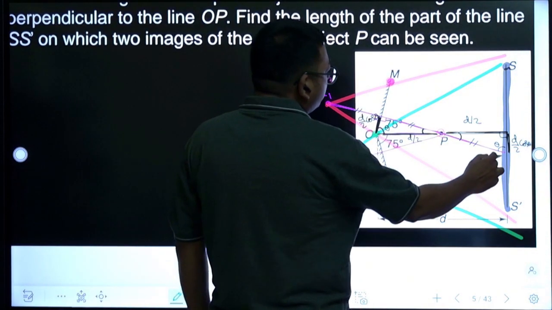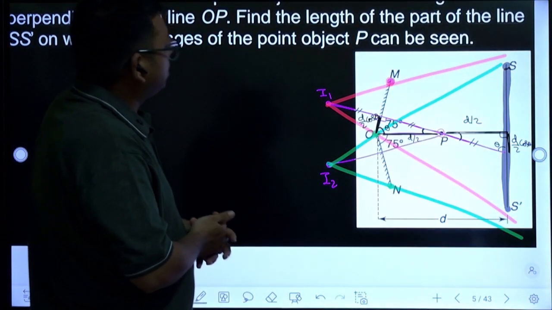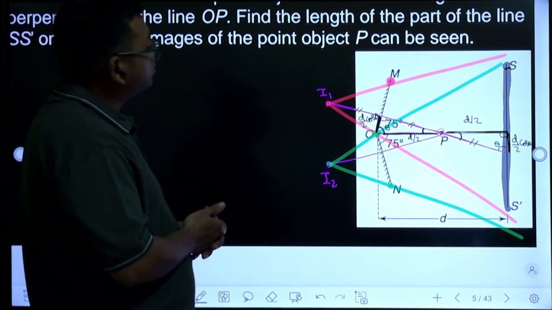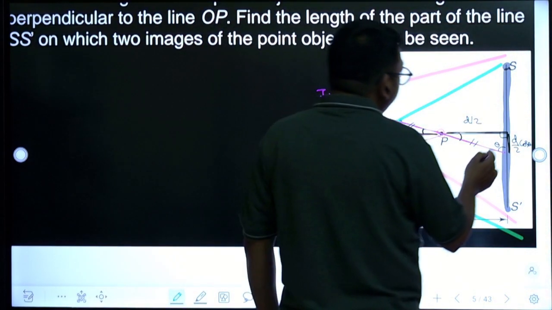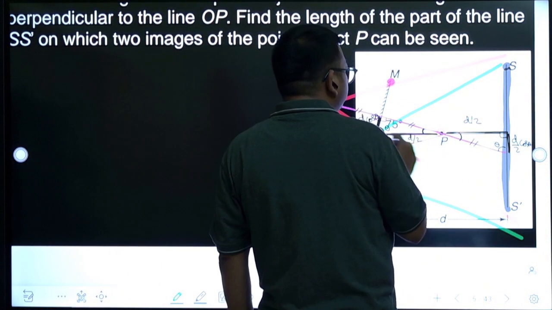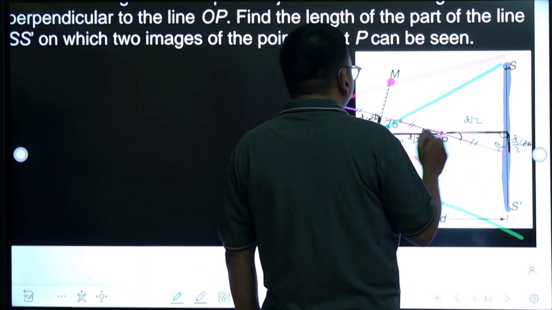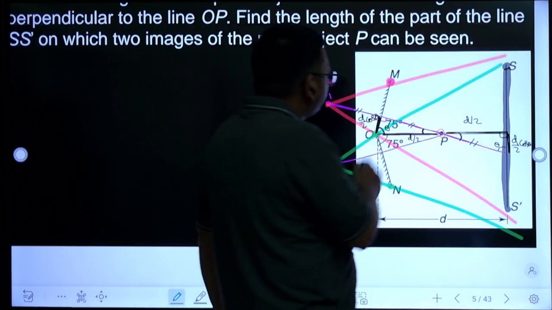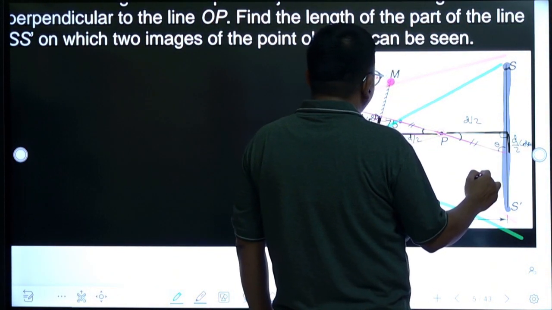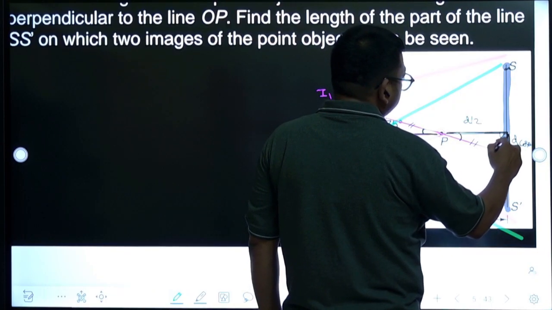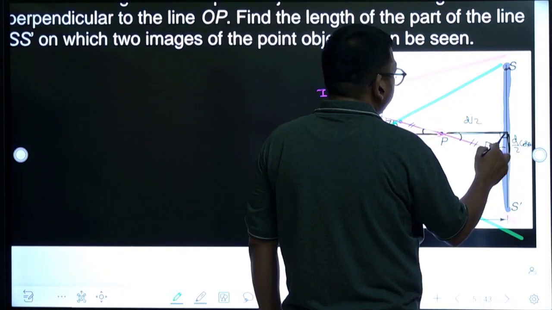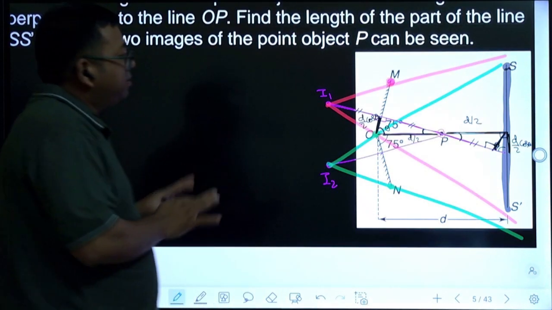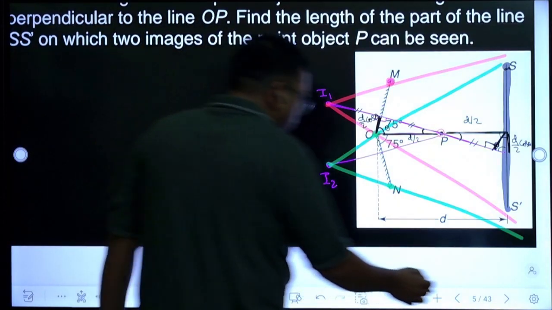Is this line parallel to this line? Might not be parallel. I think the glitch looks like there only, because this line is not parallel. We need to consider a parallel line. We need to draw a parallel line like this, parallel to this. Then we can take a perpendicular on this, and then we can do some calculations. Okay, so I'm leaving it. Some glitch looks like that. Let us move to the next question.